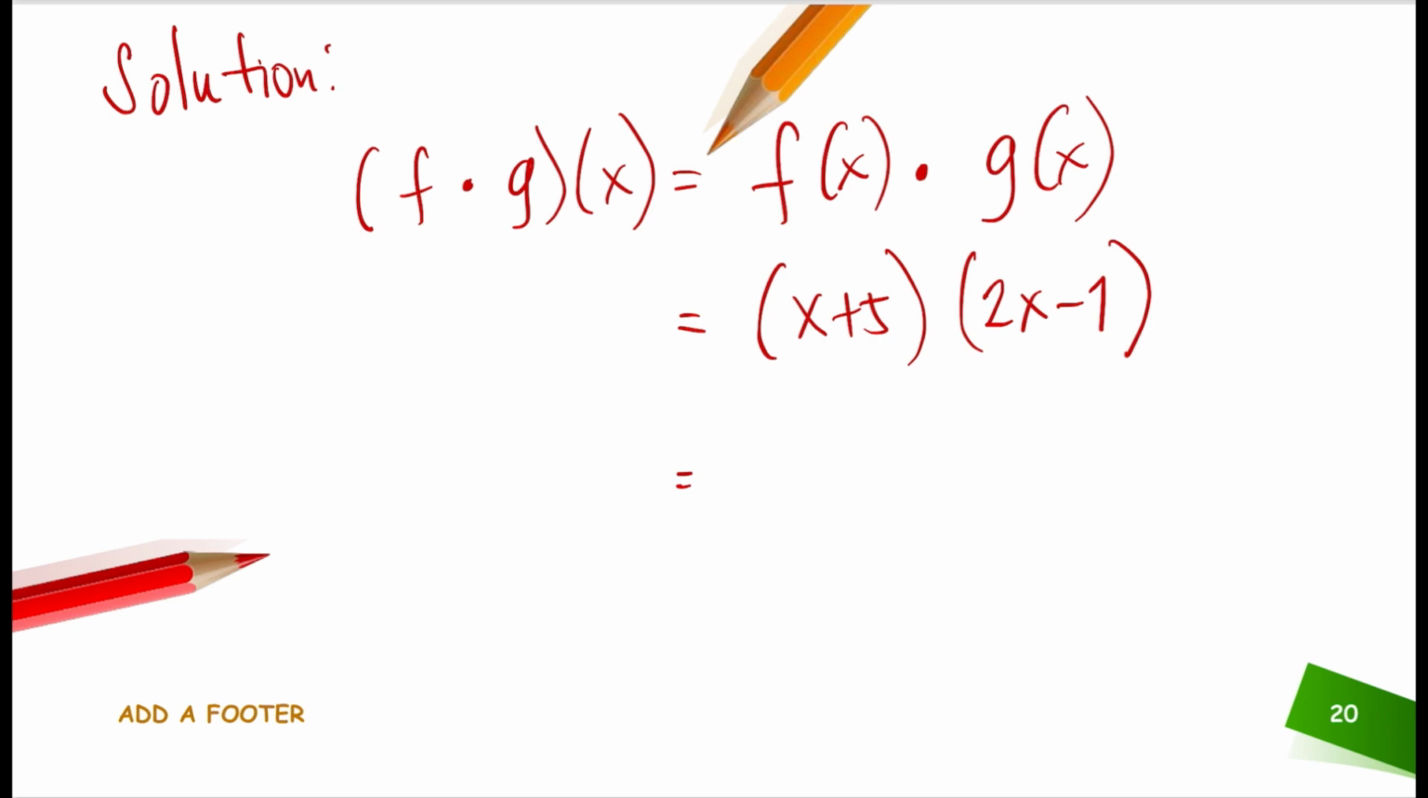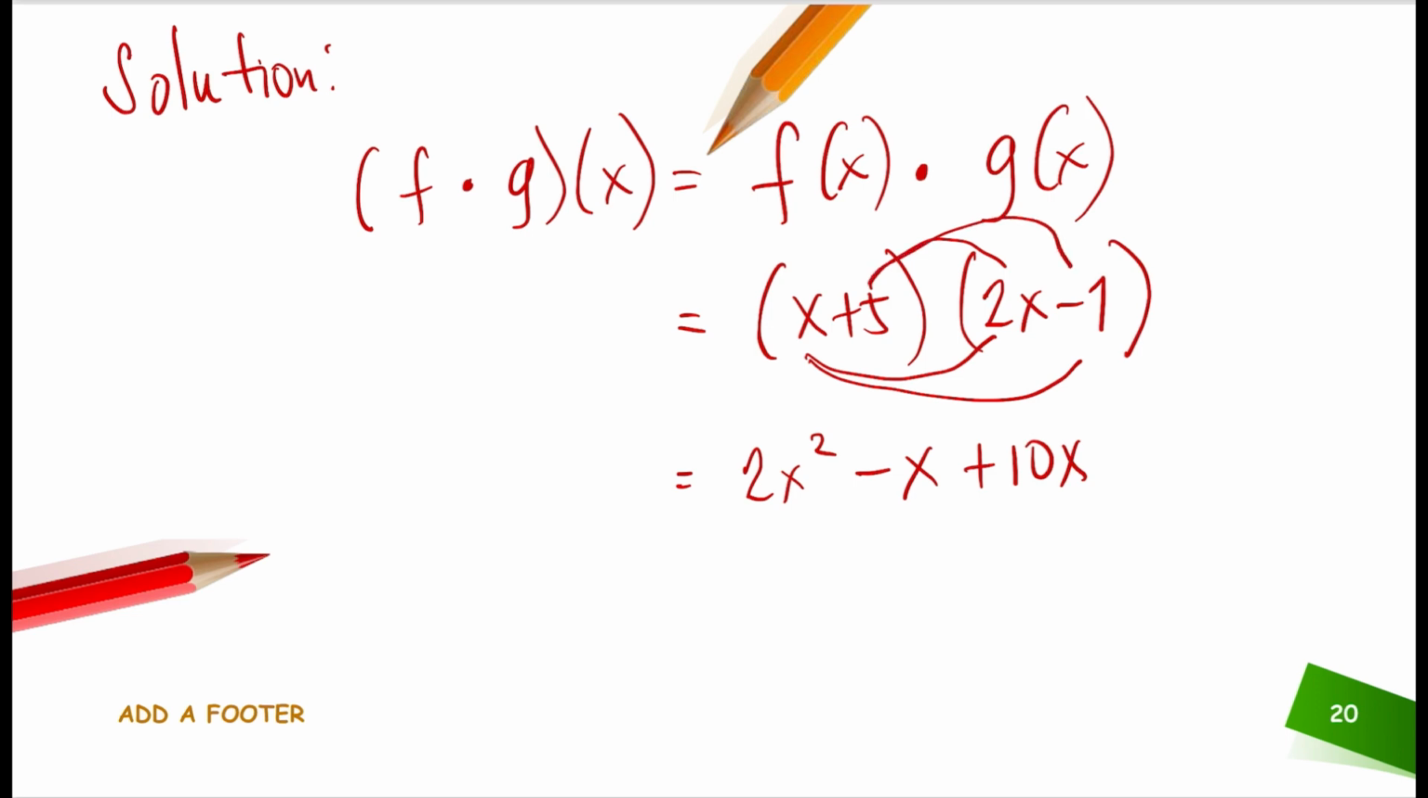So you can use the FOIL method in multiplying the two binomials. Okay, x times 2x, that is 2x squared. x times negative 1, that is negative x. 5 times 2x, that is positive, or plus 10x. And 5 times negative 1, that is negative 5.